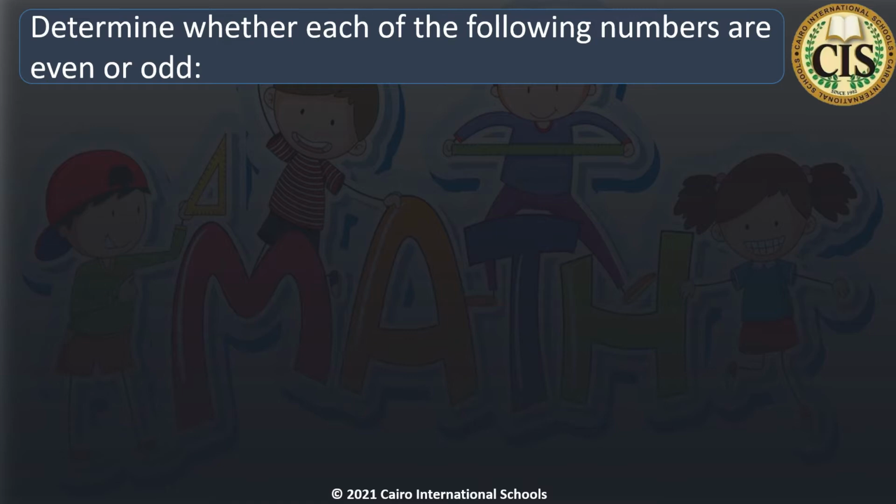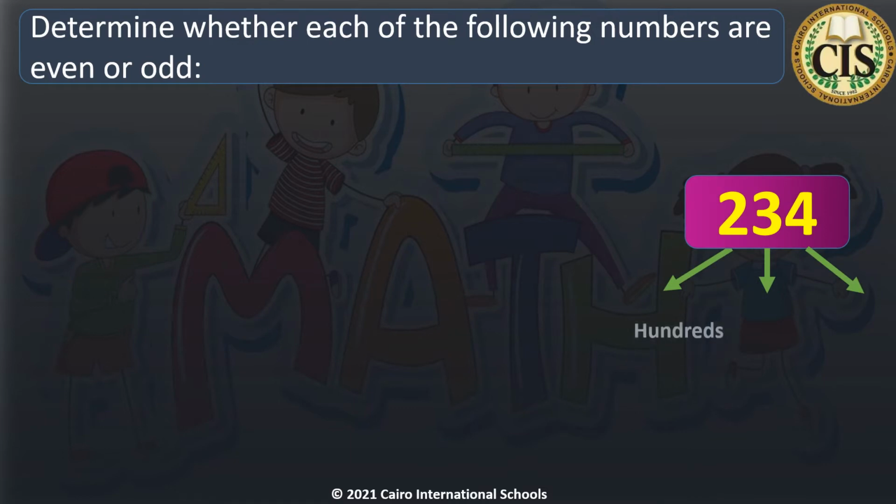Determine whether each of the following numbers is even or odd. How to know whether 234 is an even or odd number? It has multiple digits: 4 and its place is ones, 3 and its place is tens, 2 and its place is hundreds. Now it has multiple digits, so how do we decide whether it's even or odd?